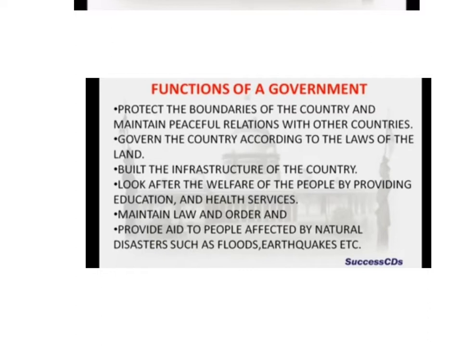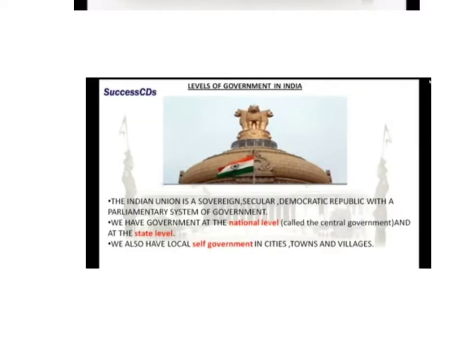The government has to protect the boundaries of the country, maintain peaceful relationships with the other countries, govern the country according to the laws of the land, build infrastructure, look after the welfare of the people by providing education, health services, employment, etc., maintain law and order, and provide aid to people affected by natural disasters such as floods and earthquakes. These were the functions of a government.